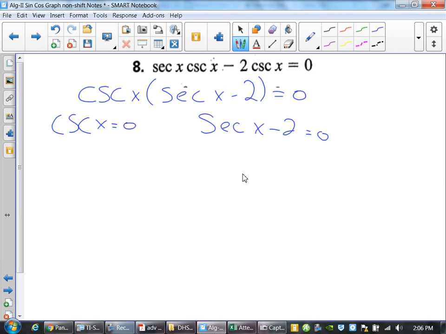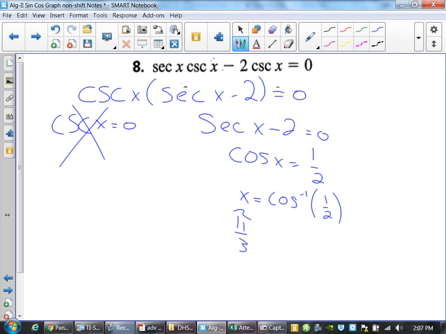If we inverse cosecant, you get sine. You inverse 0, you get undefined. Will you ever get sine undefined? Secant is the inverse of which function? Cosine. So this is what angle has a cosine of a half? 60. First and fourth.